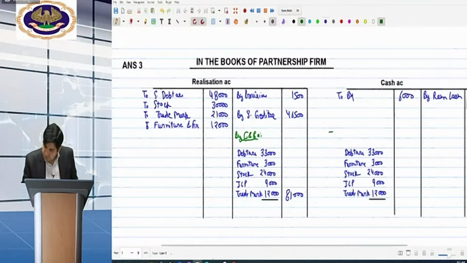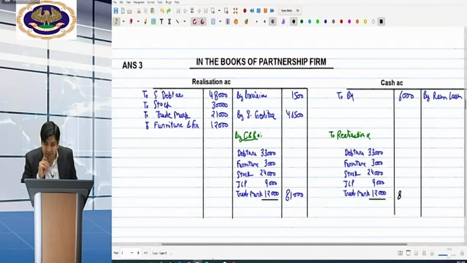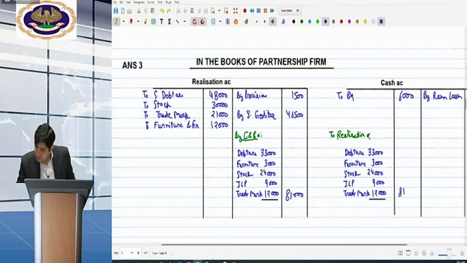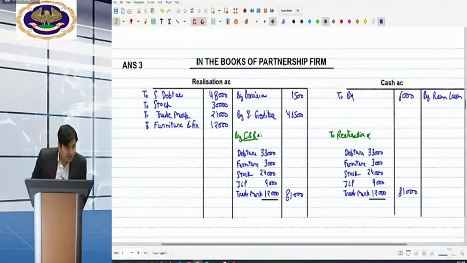To realization account. Total is 81,000. Why? If the JLP is given in the balance sheet, then that is already recorded as an asset. Then that has to be transferred to the realization account first. If book value is there, then that has to be transferred.